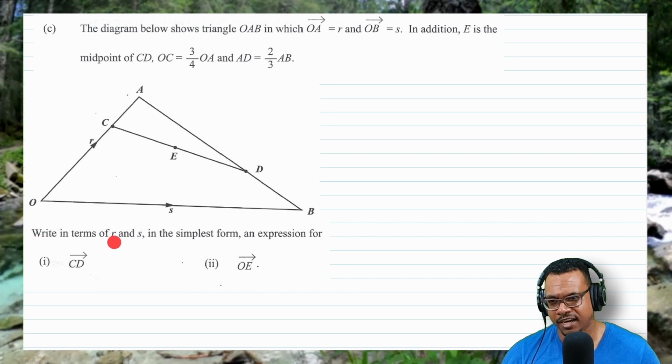So we want to write in terms of R and S in simplest form an expression for C to D and of course part 2, O to E. So let's look at C to D first. So that's C to D. So that's going to be our resultant vector.